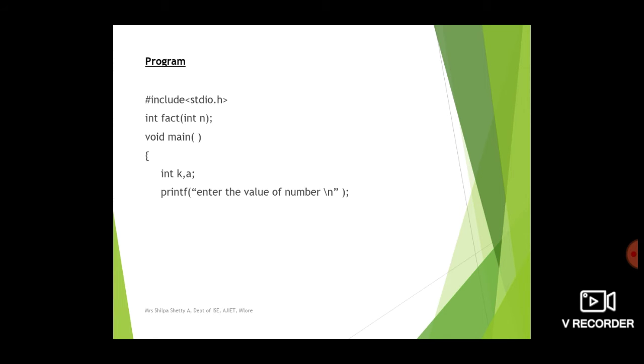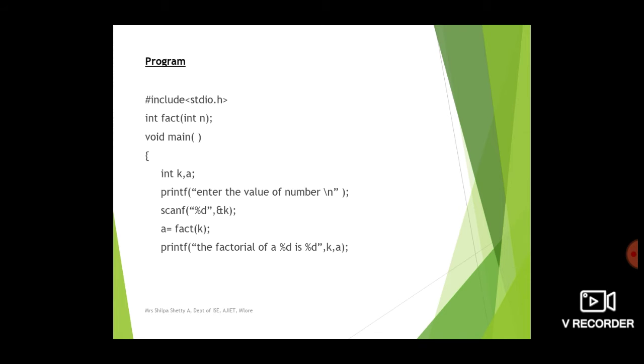Once we finish the declaration, let us ask the user to enter the value of the number whose factorial has to be determined. So scanf("%d", &k), %d because k is declared to be an integer. Next, a is equal to fact of k. We are calling the fact function by passing k as the parameter, and the answer returned by the factorial function will be stored in a, and a has to be an integer because in the function declaration we have mentioned that the factorial function will return an integer value. Once the factorial is found, we can display the result.